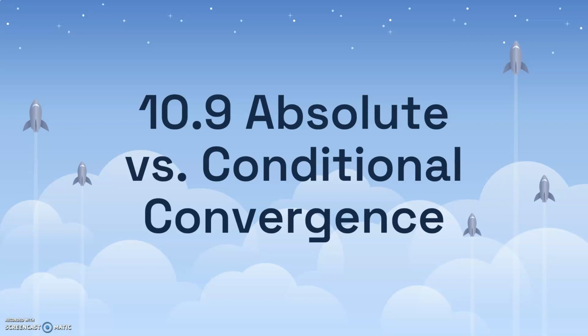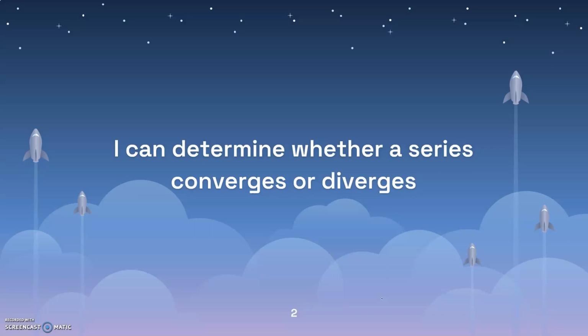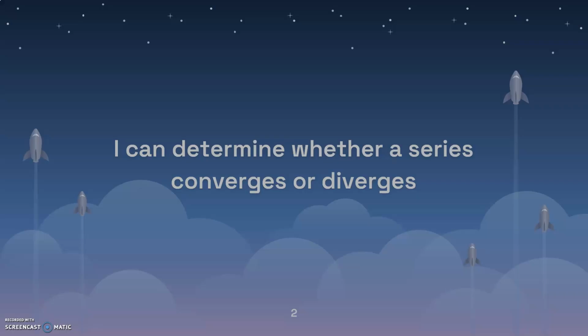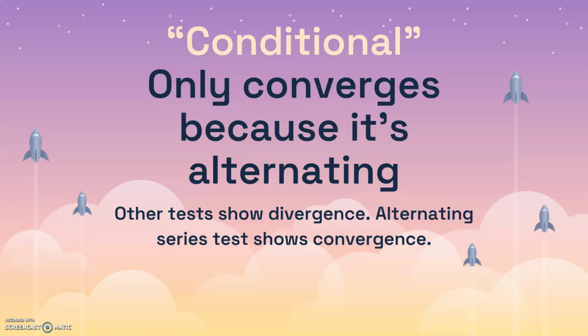So this next section is about absolute versus conditional convergence. And this is almost just a vocabulary lesson. There's not much new to this section. So my goal for you is to be able to determine whether a series converges or diverges, like it has been all chapter. And there's a little bit of new language.